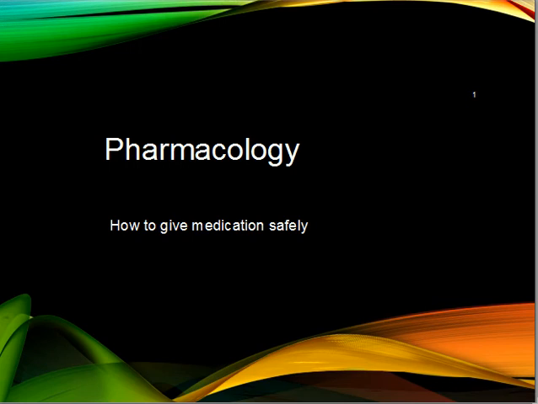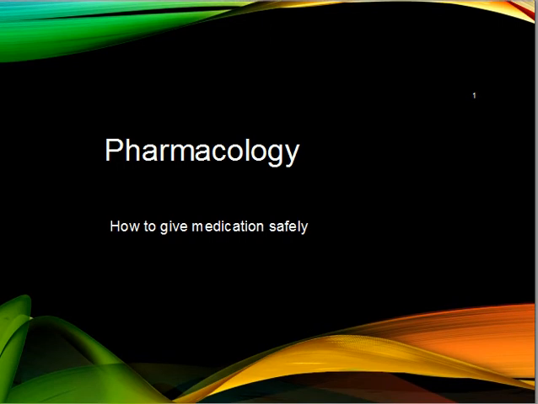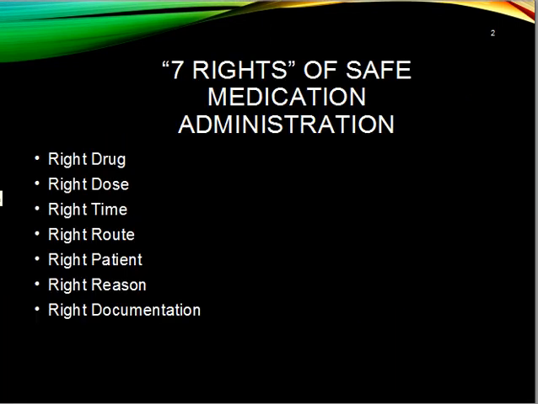Pharmacology. This is part 1 of 2. This one is how to give medication safely. I'm going to go over the 7 rights of safe medication administration. So it's right drug, right dose, right time, right route, right patient, right reason, and right documentation. It used to be just 5, but it's expanded to include some things that I think are important.